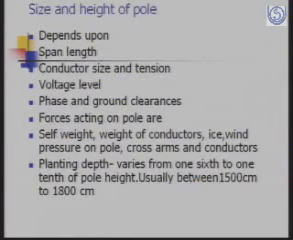The size and the height of the pole depends upon the span length going to be used, conductor size and tension, voltage level, phase and ground clearances. The forces acting on the pole are the self-weight, the weight of the conductors, the ice, wind pressure on pole, cross arms and conductors. And the planting depth varies from 1/6 to 1/10 of the pole height, and usually the planting depth is between 1500 centimeter to 1800 centimeter.